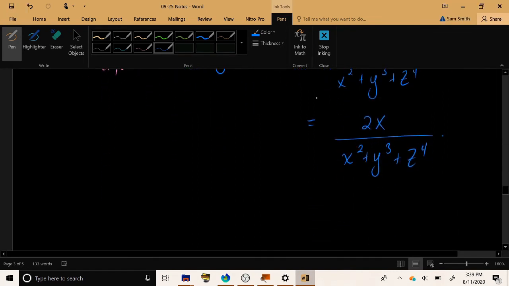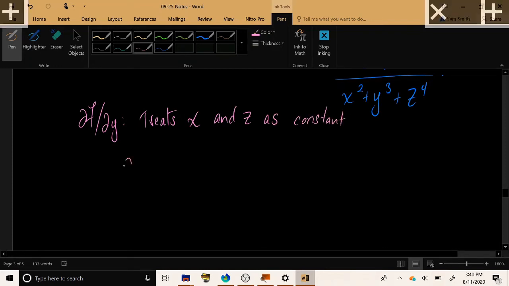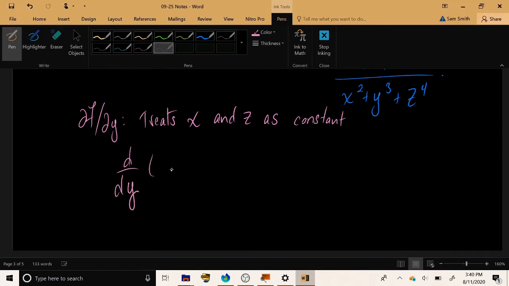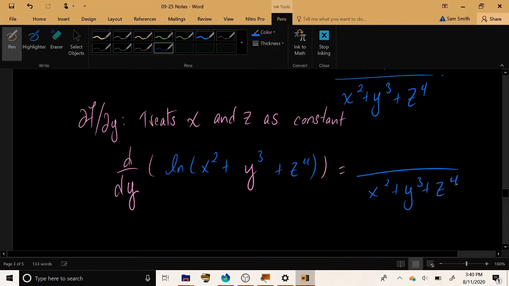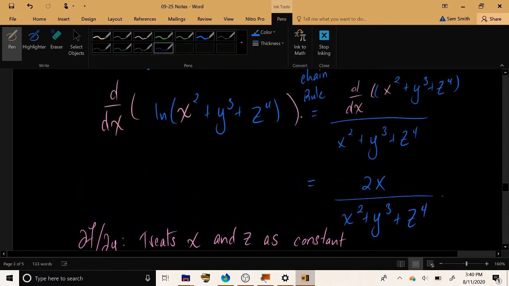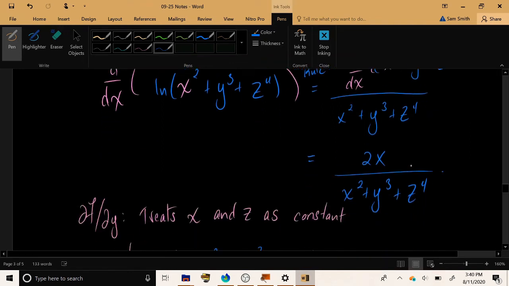Alright, I'm assuming you've paused it, you've given it a shot. Now let's do it together so you can check your work. The partial derivative with respect to y treats x and z as constant. So if I take the derivative with respect to y of this natural log of x squared plus y cubed plus z to the 4th, then the process will be almost exactly the same, except when we apply chain rule to take the derivative of the inner function, then instead of taking the derivative of x squared using the power rule, we'll be taking the derivative of y cubed using the power rule.